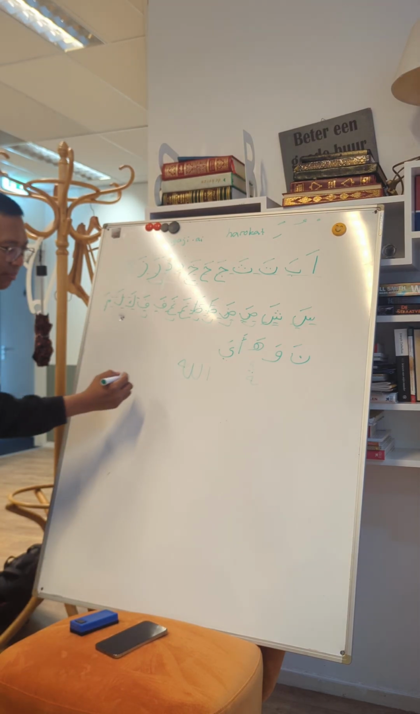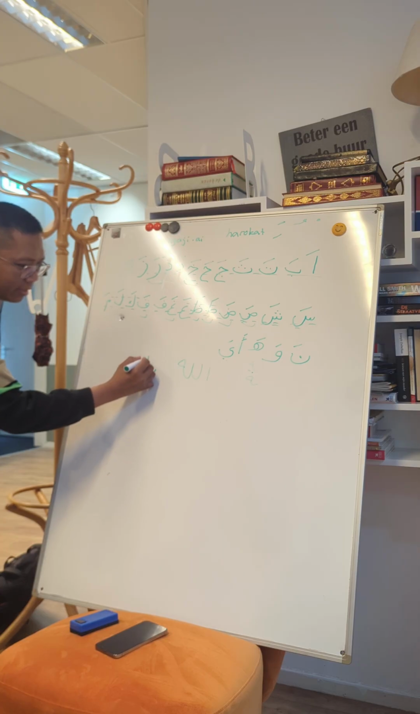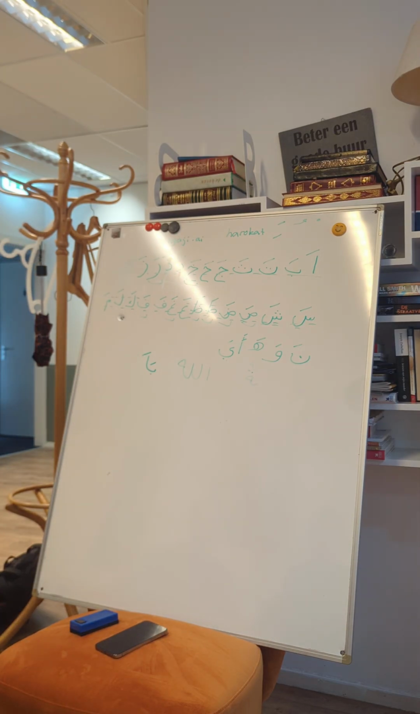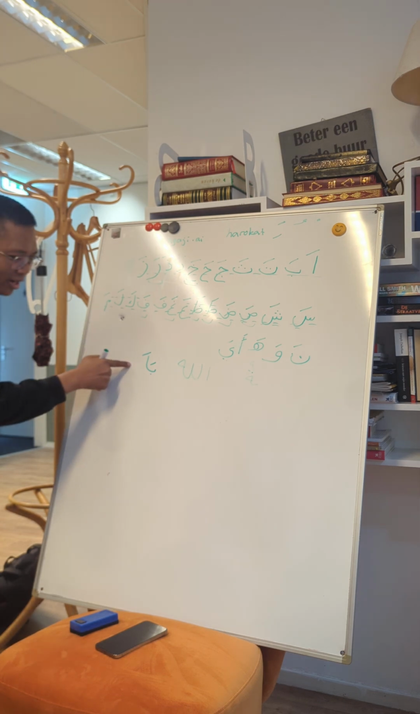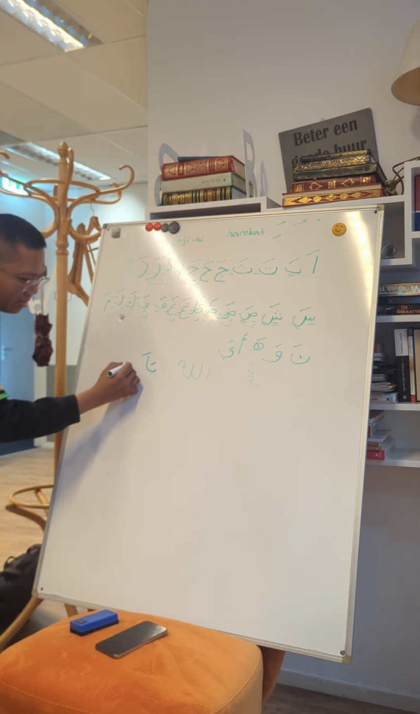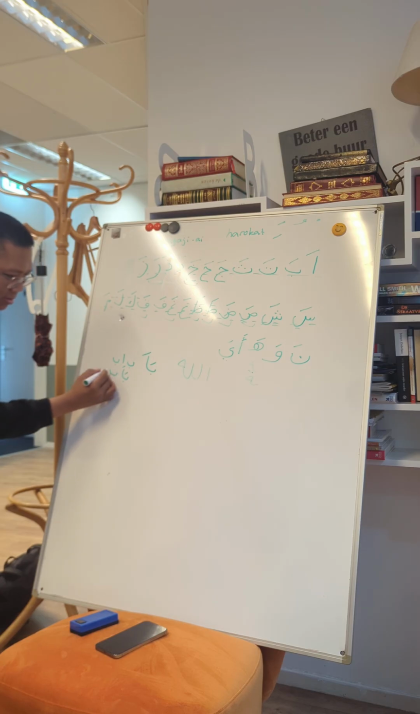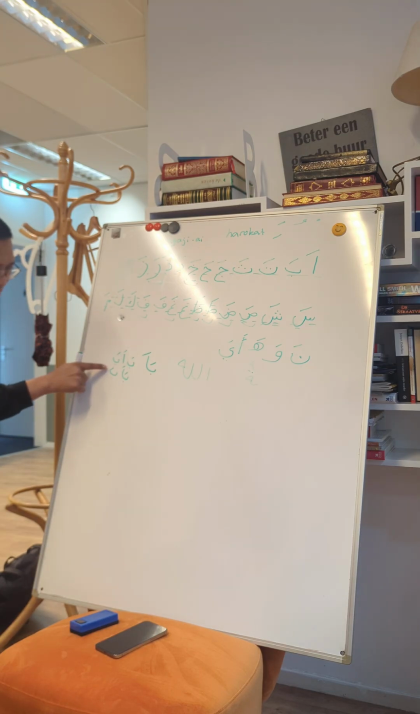So, for example, like this, ba. Because you cannot combine alif to the next letter, if I want to make ba, you start new. You see? Because alif cannot be combined with ba. So that's why it starts new. It has a space.